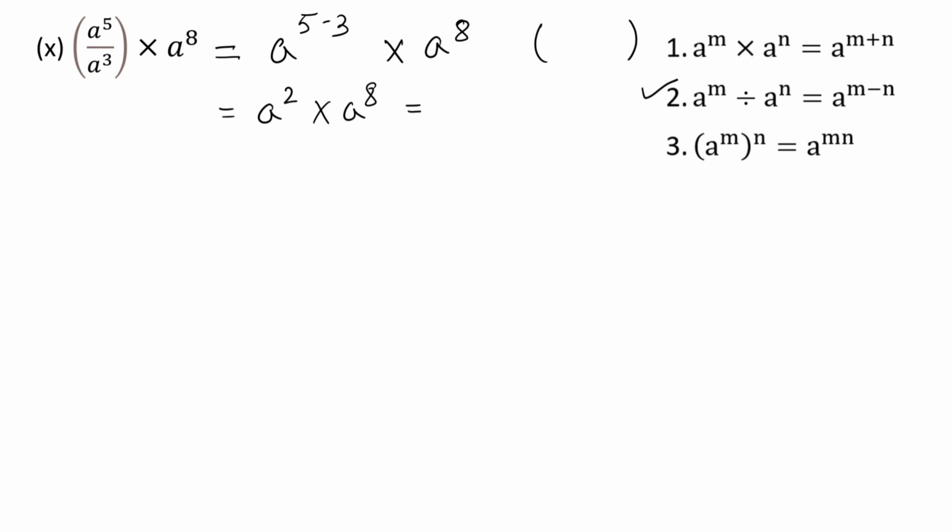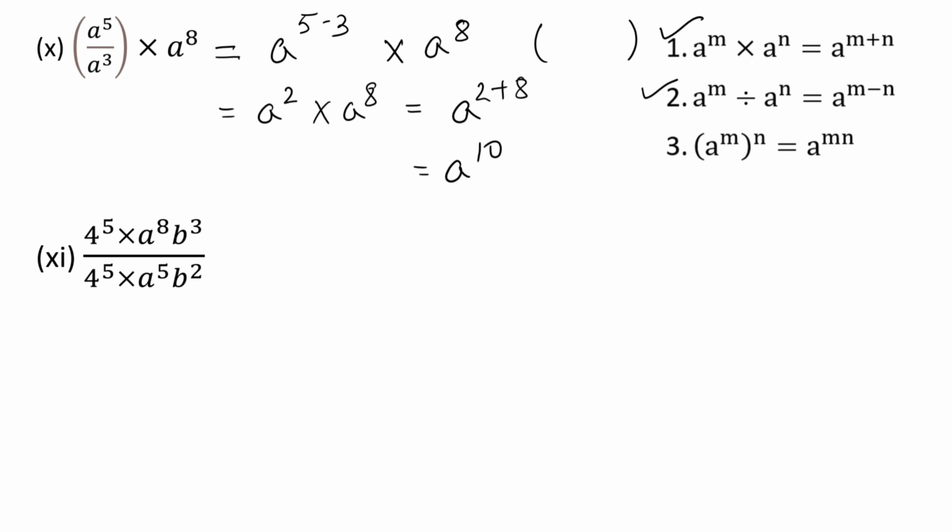Now we would use the first law, that is same base multiplication sign, add the exponents. So a to the 2 plus 8, and that would be equal to a raised to the power of 10, and that's the final answer. Next one, 4 raised to the power of 5 into a raised to the power of 8 b raised to the power of 3 divided by 4 raised to the power of 5 into a raised to the power of 5 b raised to the power of 2.